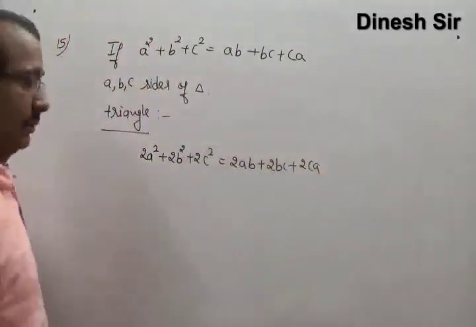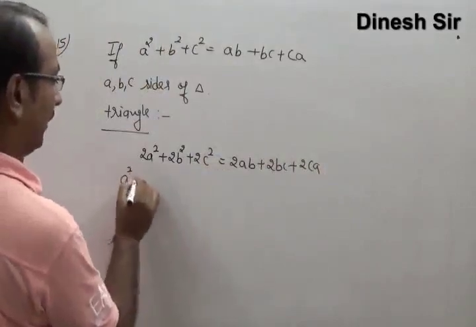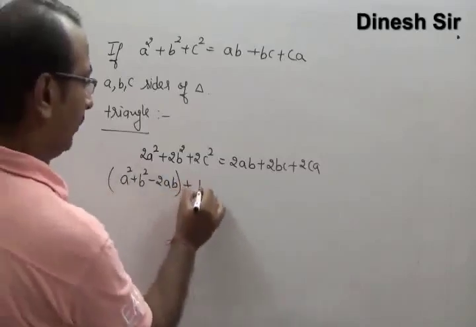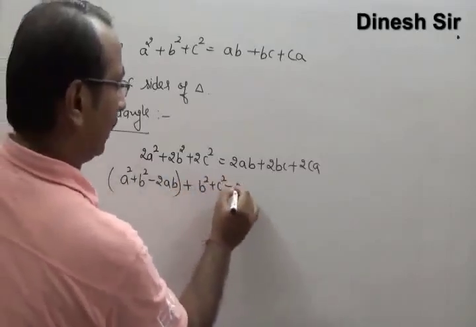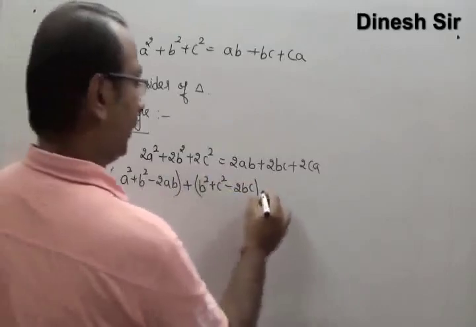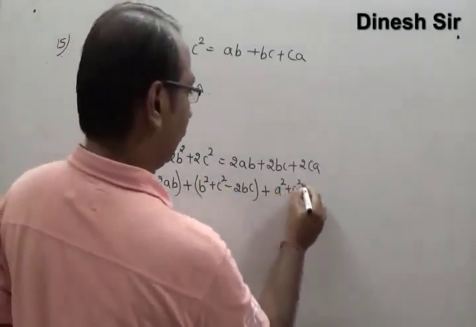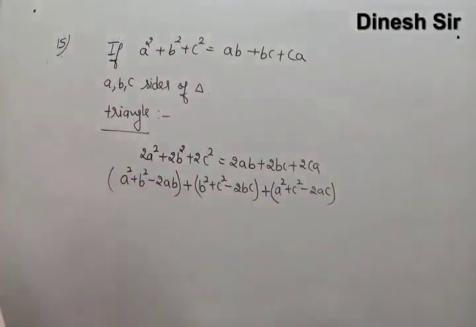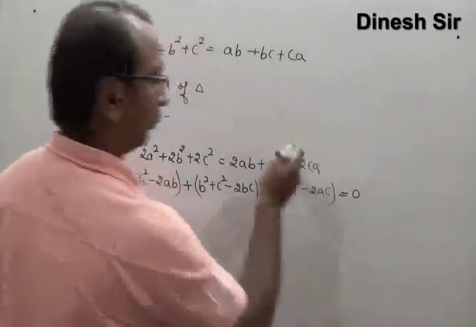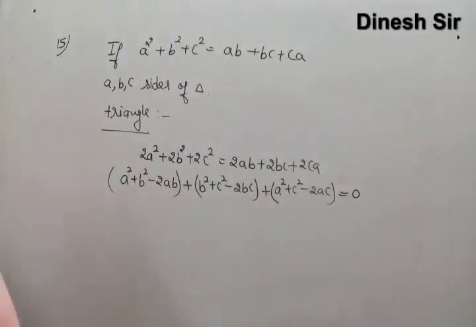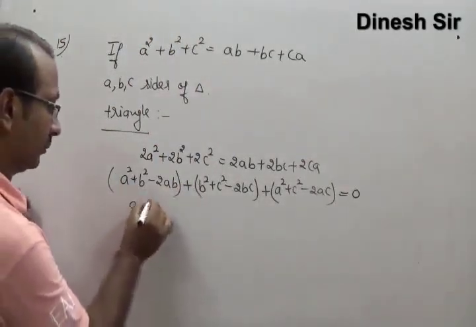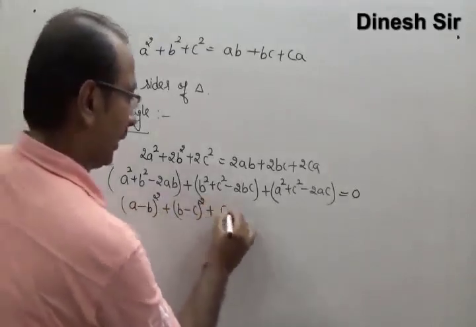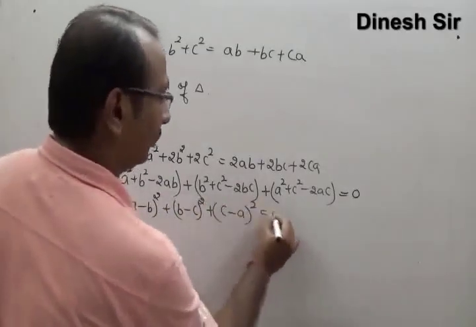Now we take these sides here. I will break it in parts. First I take a square plus b square minus 2ab, one pair I have made. Second pair I can make b square plus c square minus 2bc, and third pair, that is a square plus c square minus 2ac. The three pairs I have made, right? Now that is equal to 0 because all values have come to this side. Now this is a minus b whole square, this is b minus c whole square, this is c minus a whole square, that is equal to 0.